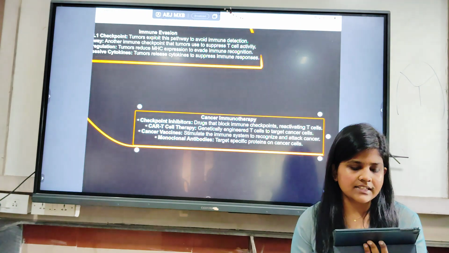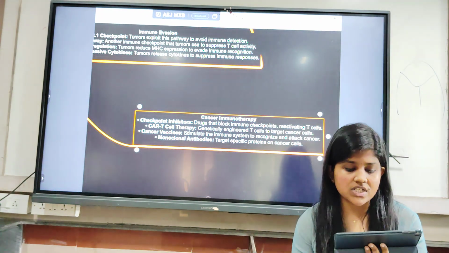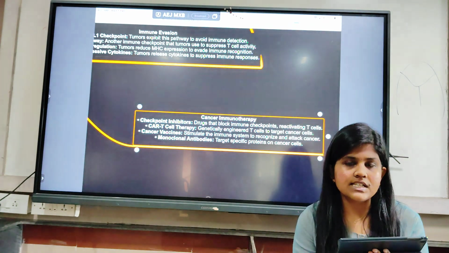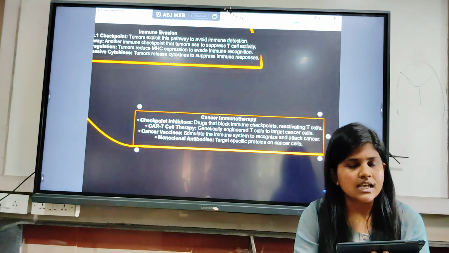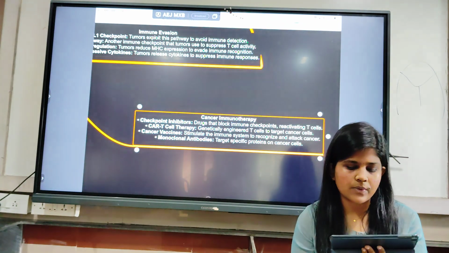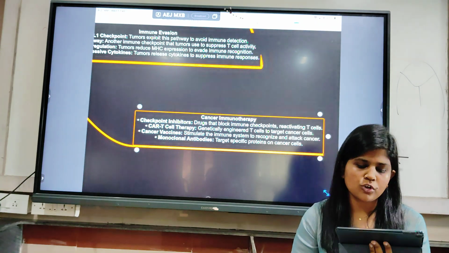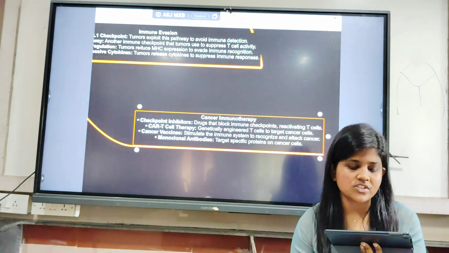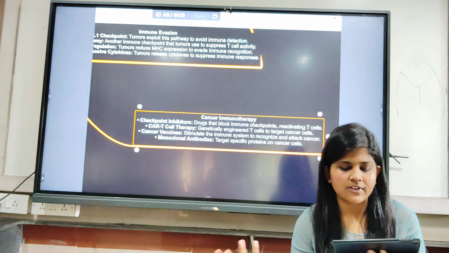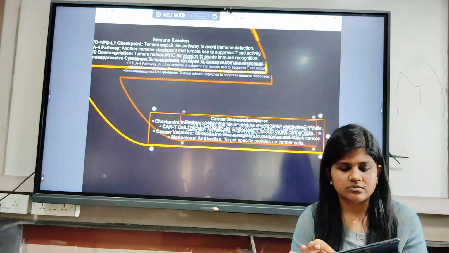Then we have CAR T cell therapy, which uses genetically engineered T cells to target only the cancer cells. And we have cancer vaccines, to stimulate the immune system to recognize and attack cancer. And the monoclonal antibodies, which are engineered antibodies that target specific proteins on cancer cells.